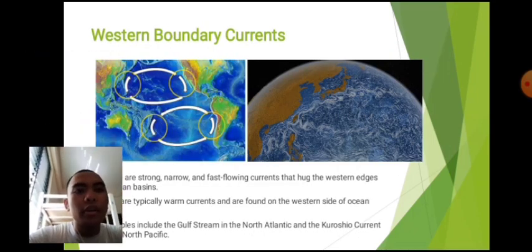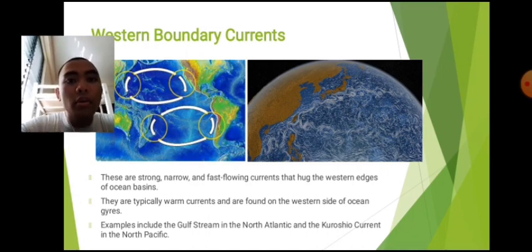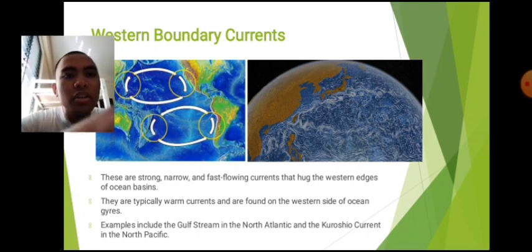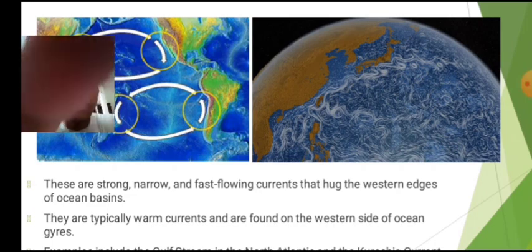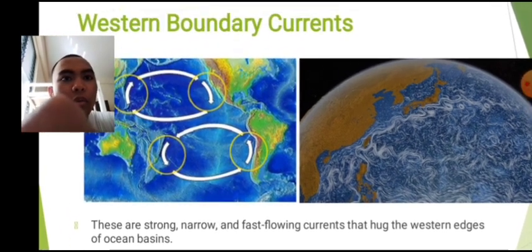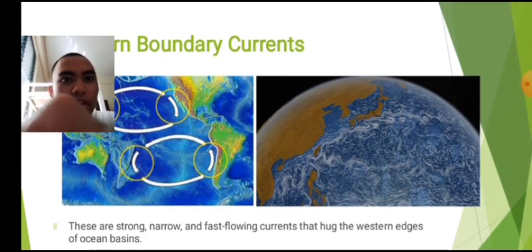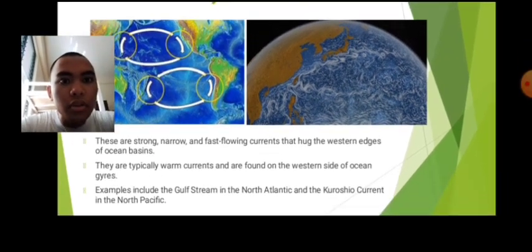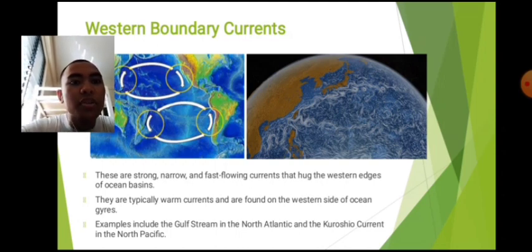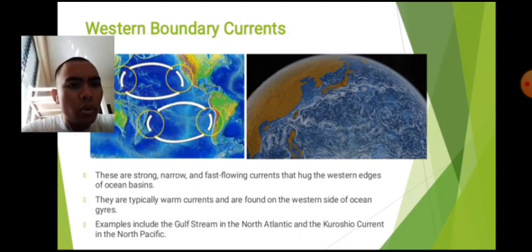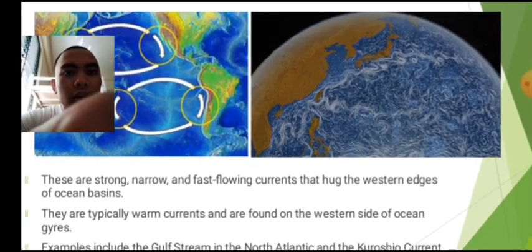Western boundary currents are strong, narrow, and fast-flowing currents that hug the western edges of ocean basins, as you can see in the illustration. They are typically warm currents and are found on the western side of ocean gyres. Examples include the Gulf Stream in the North Atlantic and the Kuroshio Current in the North Pacific.